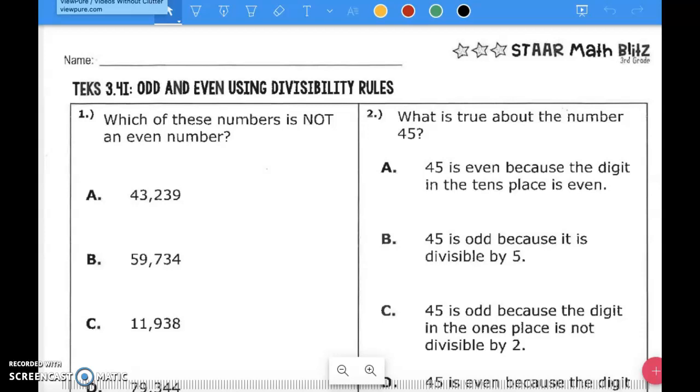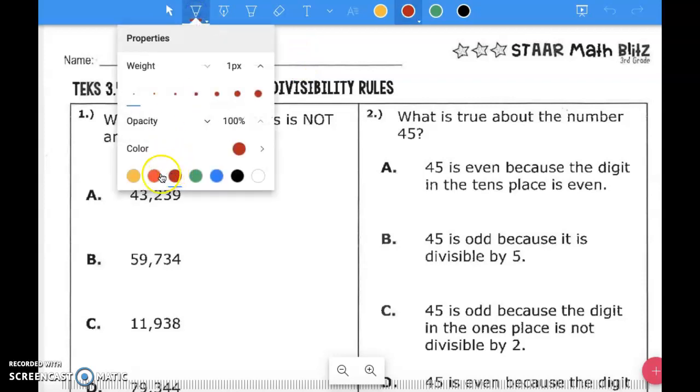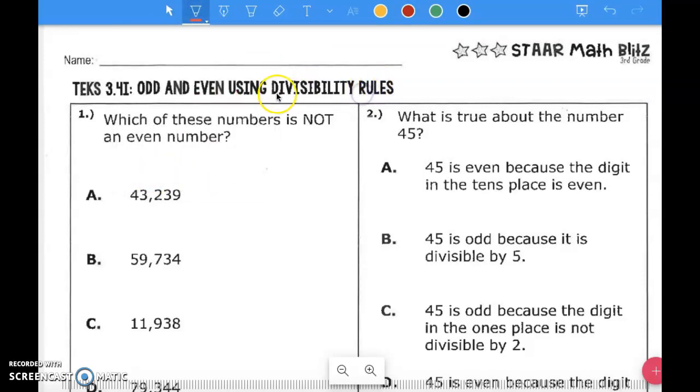All right, so we're going to continue with your packet. And this is the Start Math Blitz. You have TEKS 3.4i, odd and even using divisibility rules. Well, guess what? This is something that you should review, memorize, have it handy, okay? Let's work on this and go over those rules as we answer the questions.